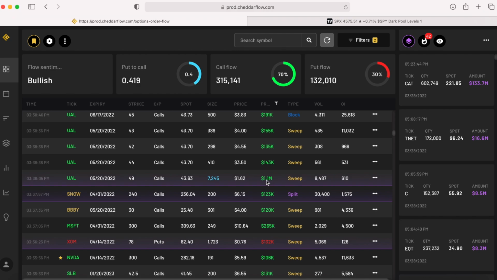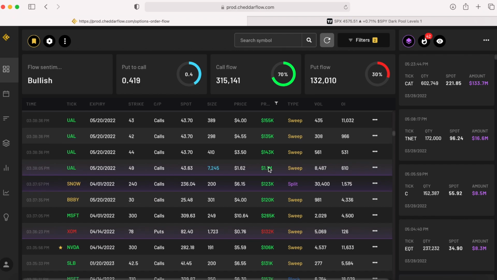So what I really like about this print and what caught my eye is, first of all, Cheddar Flow did highlight it in purple just because this one was highly unusual. It was far out of the money, which is why we highlighted it automatically on here. So a 49 strike, and they got this one at 43.63. So this is far out of the money. Also, the expiration is March 20th, 2022. So that's coming up. That's only two months from right now.